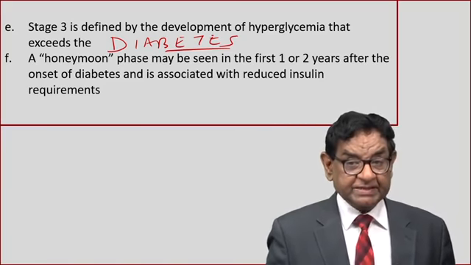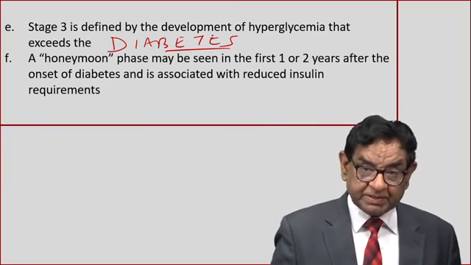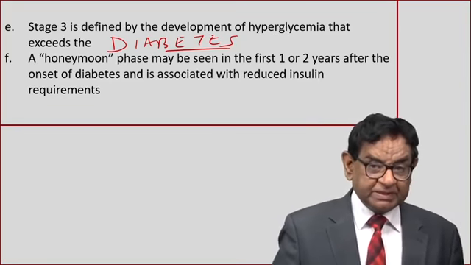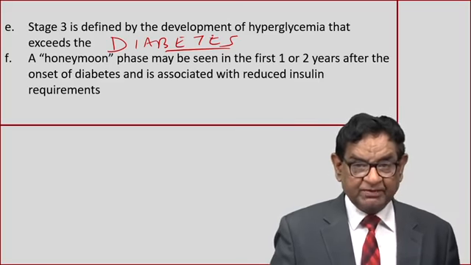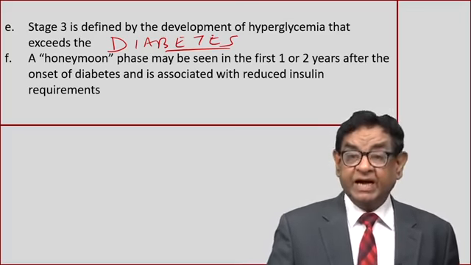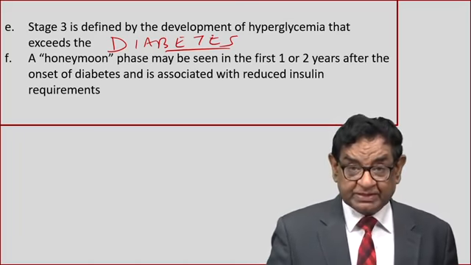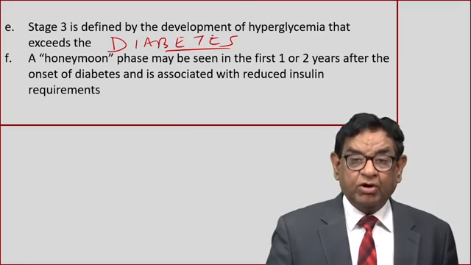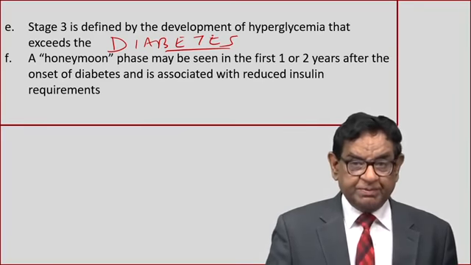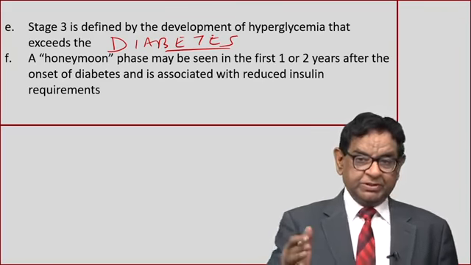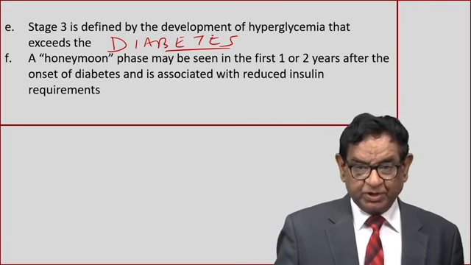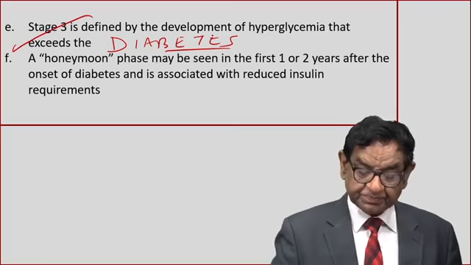So in a nutshell, stage 1: autoantibodies present but blood sugar normal. Stage 2: autoantibodies are there, but there is some disturbance of blood sugar level. Stage 3: where we definitely have a diagnosis of diabetes. I hope you know that fasting more than 126, random blood sugar more than 200, or after OGTT 2-hour value more than 200, or HbA1c more than 6.5%. I don't think you need to write this. We have discussed it in part 1 of the diabetes lecture. So now this is frank diabetes, stage 3.